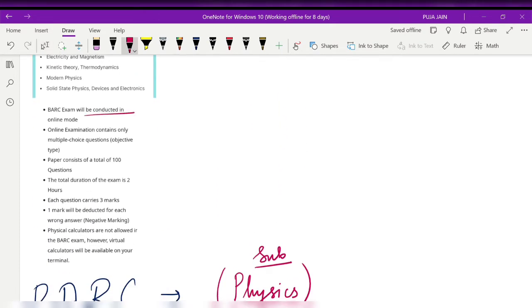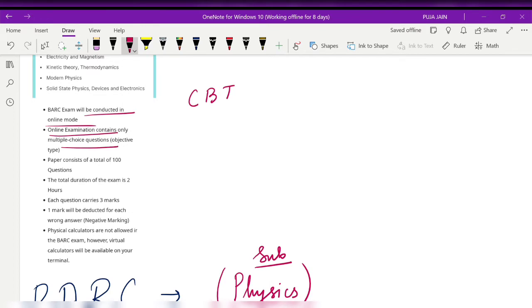Now, some information about this exam. This exam will be conducted in online mode, that is, it is a CBT, a computer based test. It is not an offline exam, that is, you will not be provided an OMR sheet. No, this exam is on the computer, in an online mode. And this online examination will consist of all multiple choice questions.